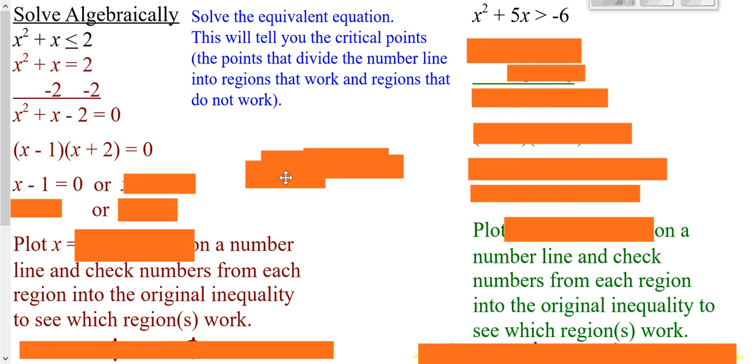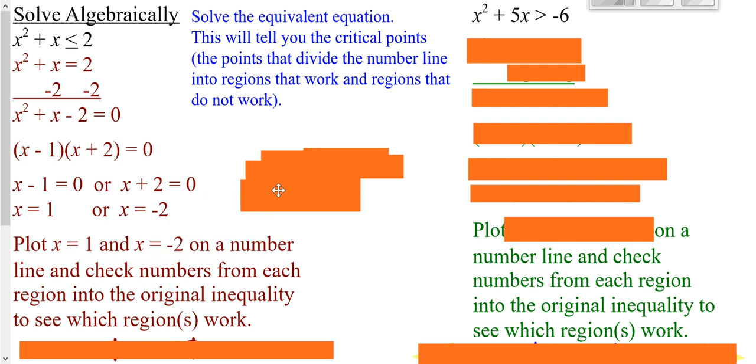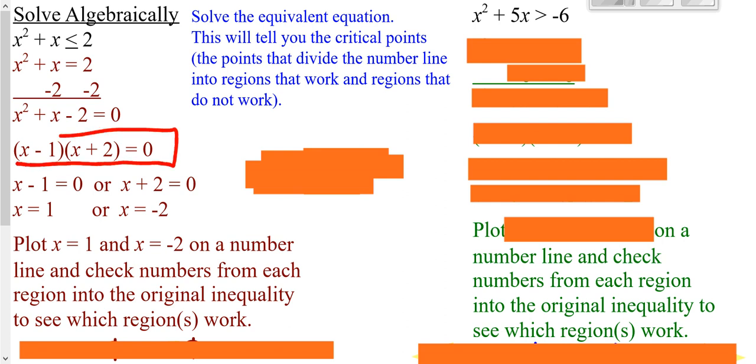Then you want to set each factor equal to 0. Set the first parenthesis equal to 0. Set the second parenthesis equal to 0. So 1 and negative 2 divide your number line into regions that work and regions that don't work. So now we want to go ahead and take our inequality that we have, which is, I'm going to go ahead and deal with this. It's an equation, but remember, if I brought this down, I'd have a less than or equal to here. So I'm going to write this x minus 1, x plus 2, less than or equal to 0.